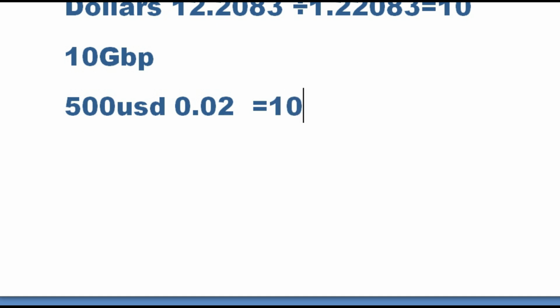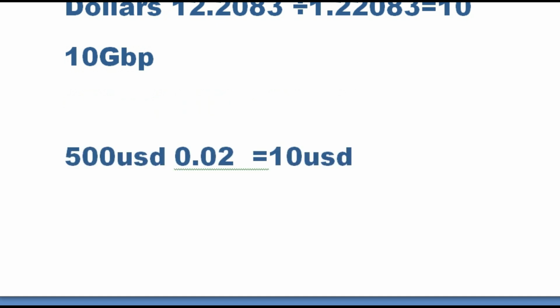Because if your account is denominated in dollars, for example $500 USD, and then we risk 2%, which is 0.02, giving us $10, that is what we need to risk per trade.